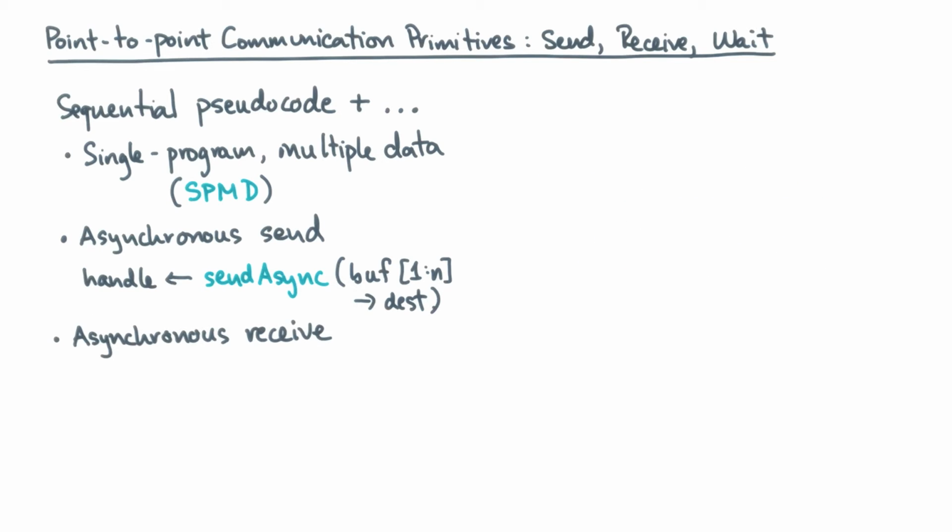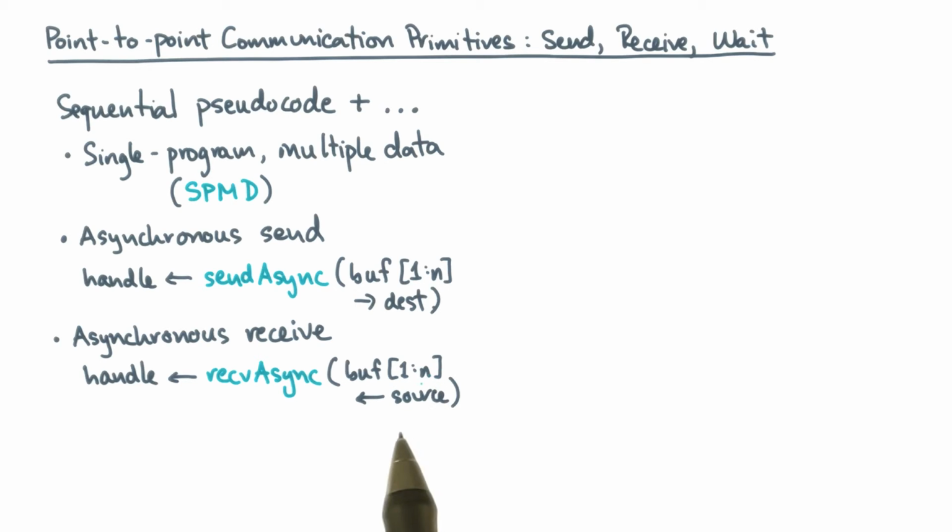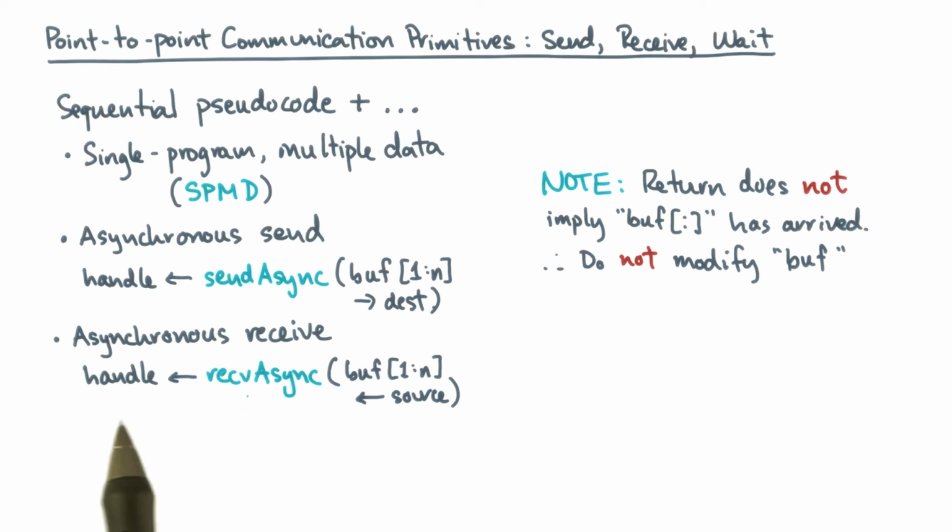Now, for this send to eventually complete, the destination rank has to post an asynchronous receive. The signature looks the same. It names a buffer of some size, and it names a source rank, the source being the sender. Just like send async, when receive async returns, it does not mean the data is available. Rather, receive async will return a handle, and you should do some testing on the handle.